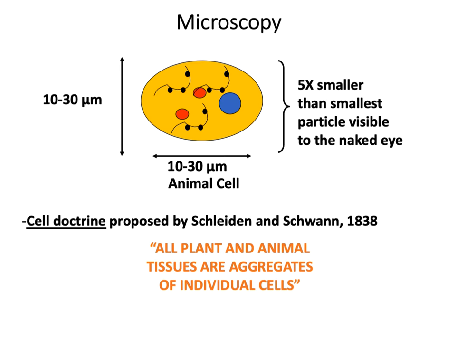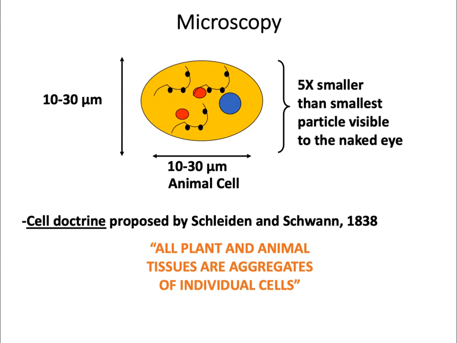Module 1, Part 2, Light Microscopy. We will discuss the general principles of light microscopy in this part. The average dimension of a typical animal cell is 10 to 30 microns in diameter, which is 5 times smaller than the smallest particle visible to the naked eye.